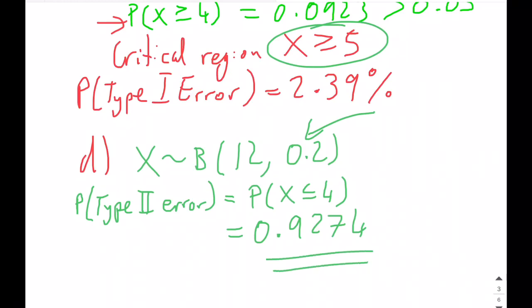Straight from my tables it is about 92%. That's very, very high, but obviously this is a very small sample size. Usually, if you want to decrease the probability of a type 2 error, increasing the sample size is the way to go.